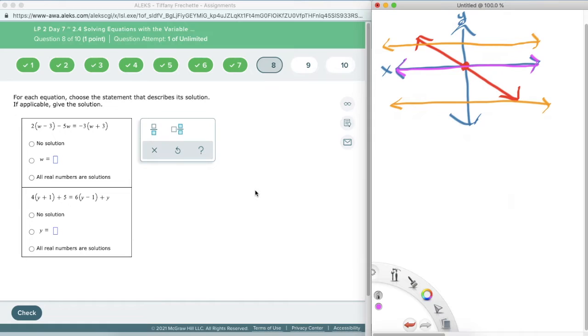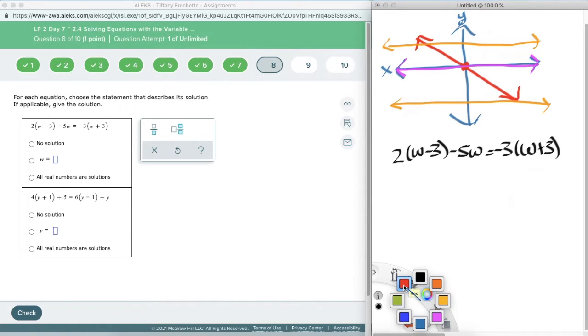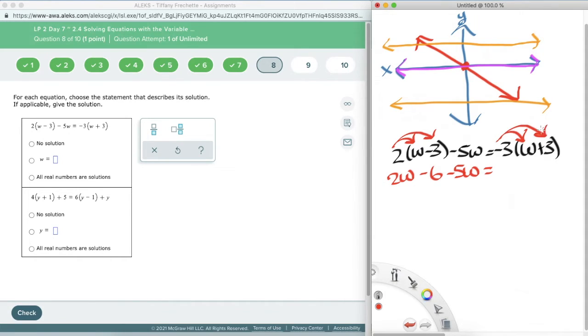So let's go through and simplify these, because we do need to simplify them. They're not interested in what the actual answer is unless you get down to one single answer. But we need to simplify to see what exactly we get. So if I do my distribution just like all my other ones here, I have 2 times W, 2 times negative 3, and then negative 5 just gets tacked on there because we haven't done anything with that yet. I'm going to distribute my negative 3 here. Negative 3 times W is negative 3W. Negative 3 times 3 is negative 9.